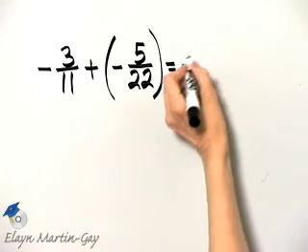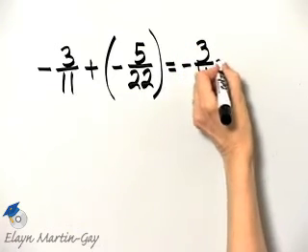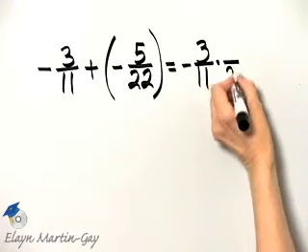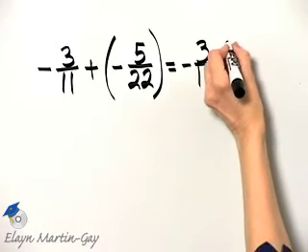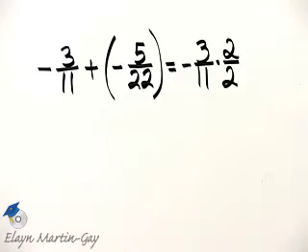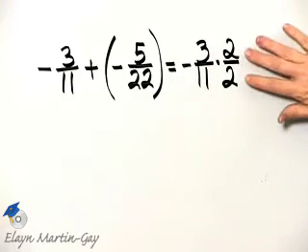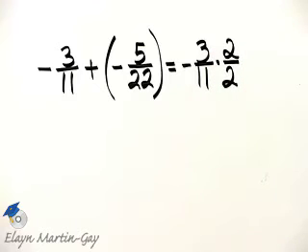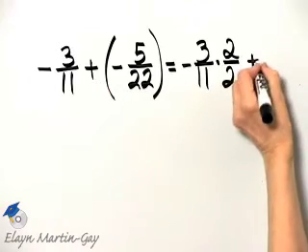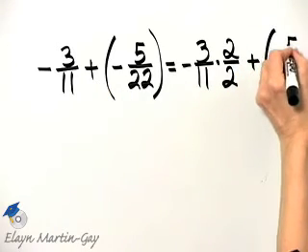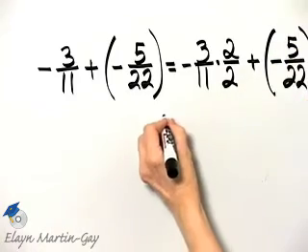So I'll take this first fraction, -3/11, and I know 11 times 2 gives a product of 22, so I'll multiply by 2 in the numerator. Remember, 2 over 2 is 1, so I'm essentially multiplying this fraction by 1 and not changing its value. And then I have plus -5/22.